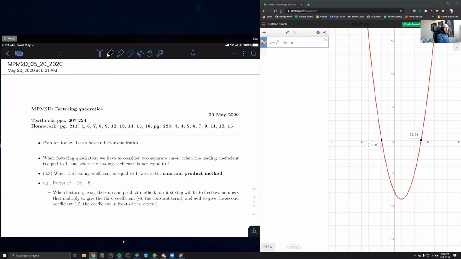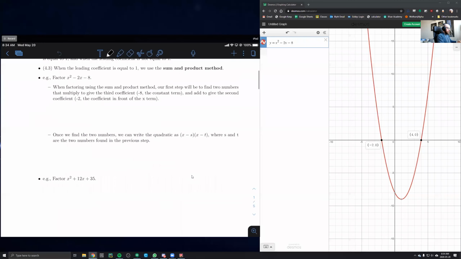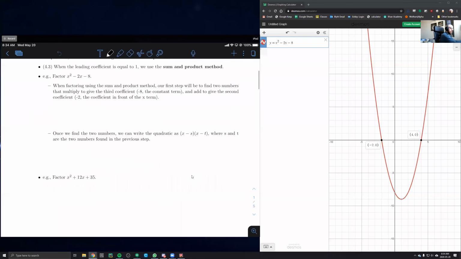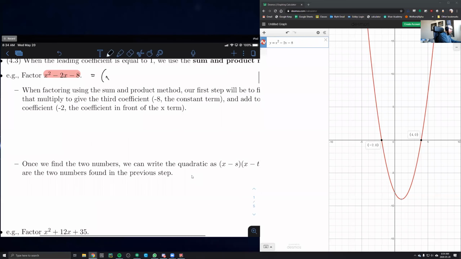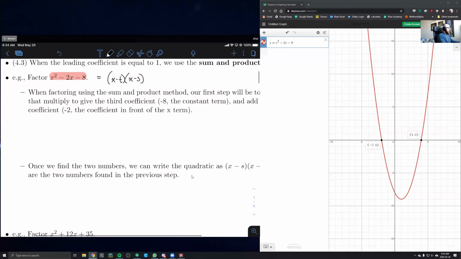So let's give it a try, and then we can see if we find the pattern here. It's not so bad. So here we're trying to factor x squared minus 2x minus 8. And what I mean by factor is we want to come up with some expression that looks like x minus t times x minus s. That's our ultimate goal when we're trying to factor, right? We're trying to turn something from standard form into factored form, okay?